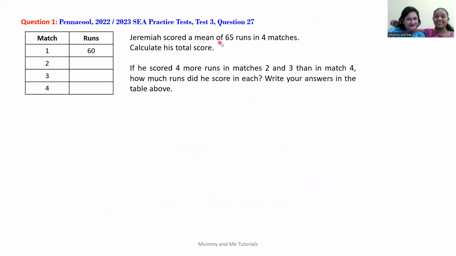Jeremiah scored a mean of 65 runs in 4 matches. Calculate his total score. So right now we are given a table with 4 matches and he made 60 runs in match 1. Do we know how many runs he made in matches 2, 3, and 4? No, but we will soon calculate that. So right now we should calculate his total score in the 4 matches.